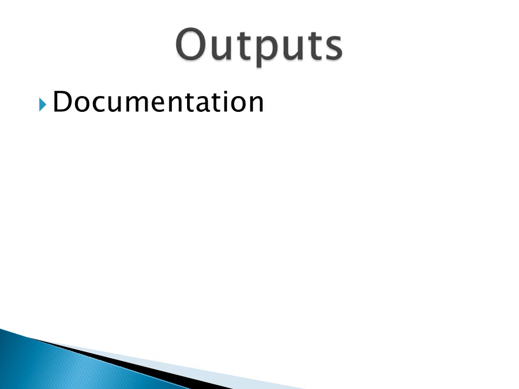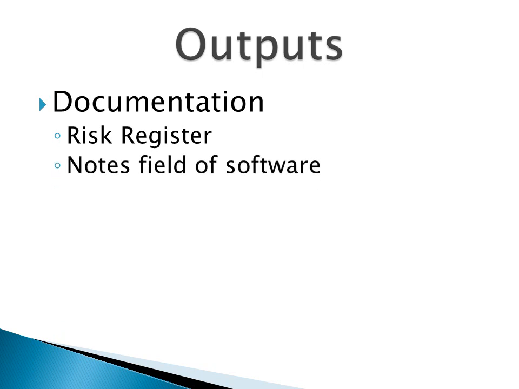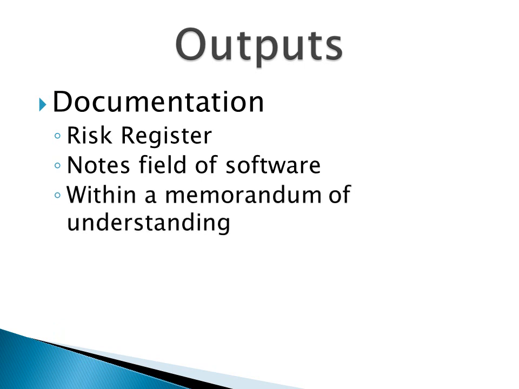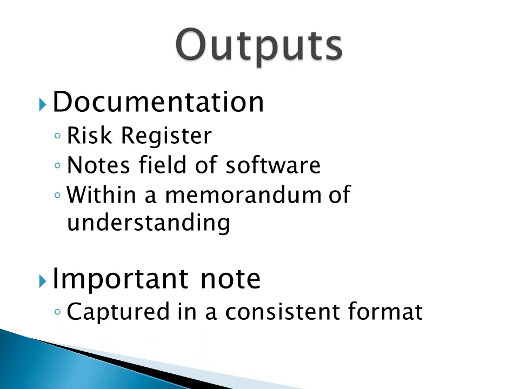Outputs from the assumption and constraint analysis include documentation in the risk register. If you have access to project management software, they are often included in the notes field, or they can be written into the specifics on a memorandum of understanding signed by all parties involved. One important note is that the output needs to be documented in a consistent format to be useful. If the information is scattered or not documented in a way that it is retrievable and reviewable, it is ineffective.